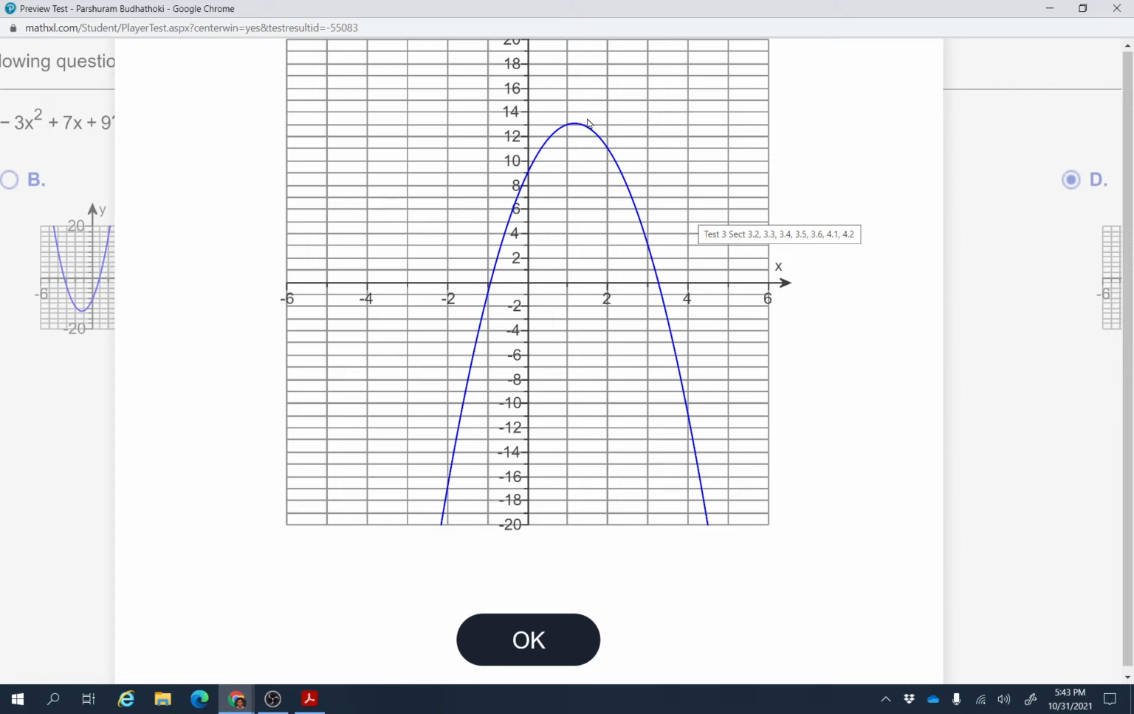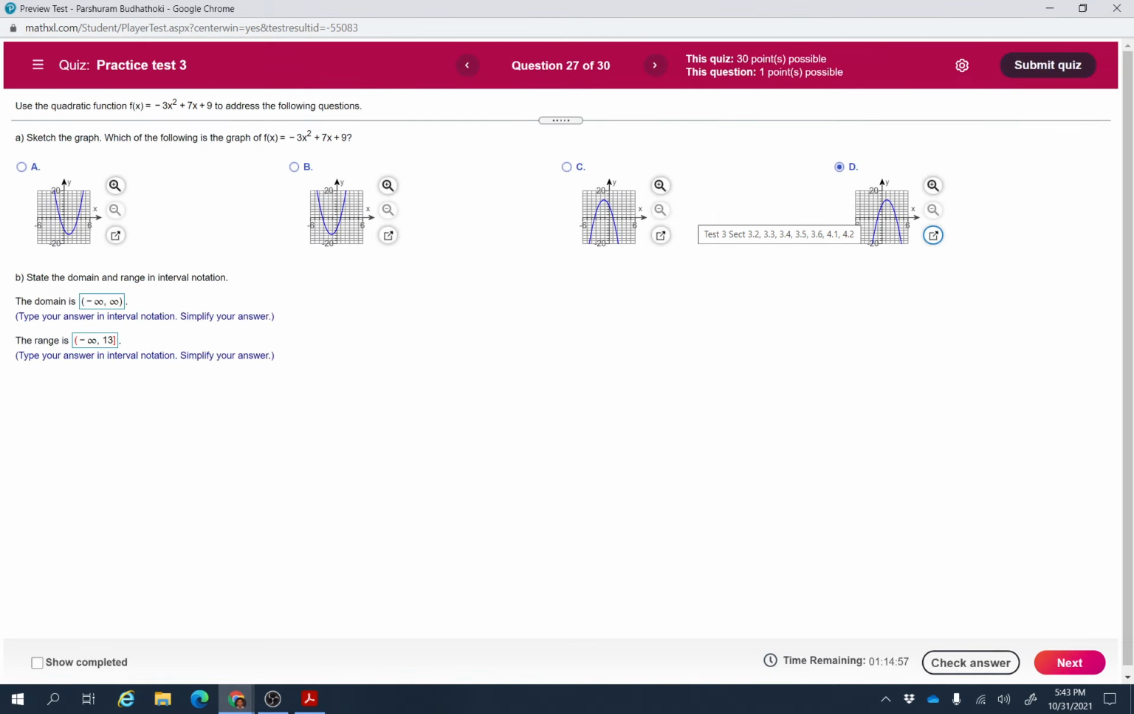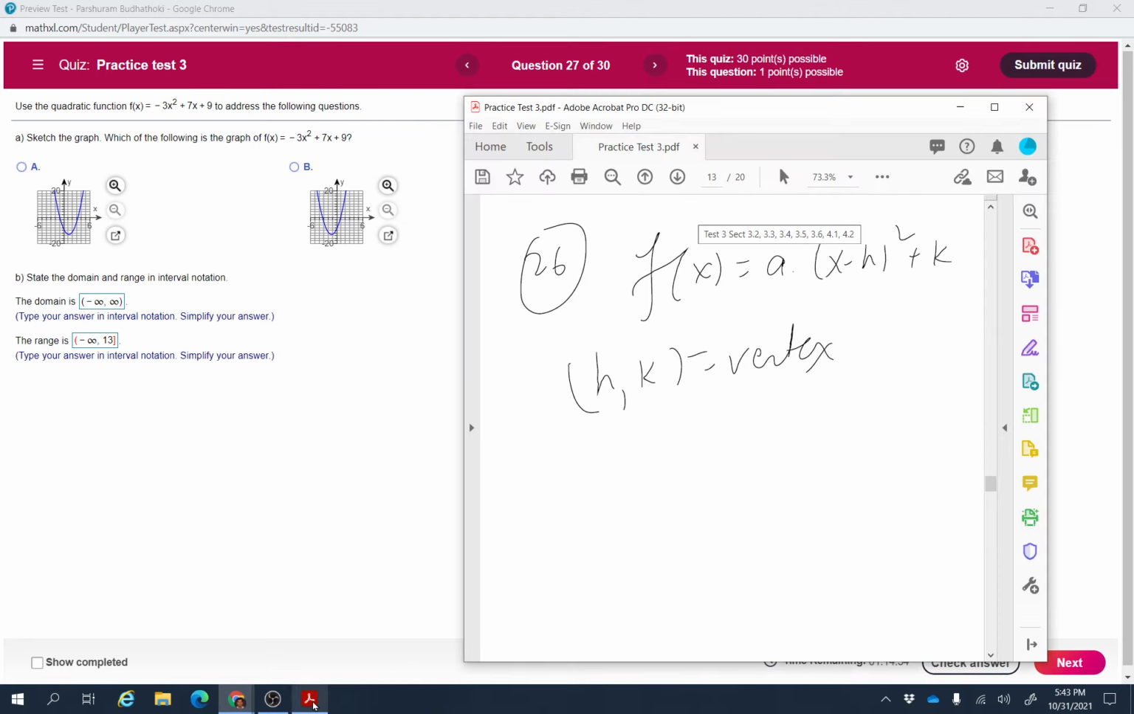13. It should be right. I'm not sure why it's not right. So let's find out the vertex to check, to find out the exact maximum value.